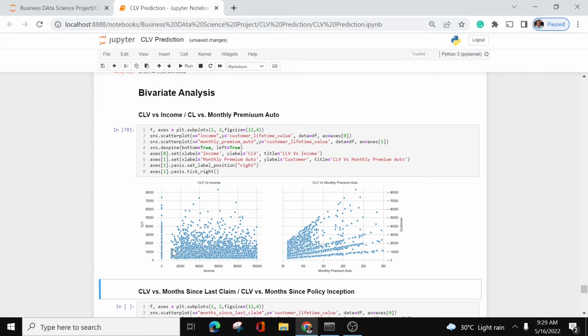For CLV versus income, the relationship is not that pronounced. It's not really positive or negative, it's just somewhere in between. For the monthly premium auto, we could see that it's actually a positive linear relationship. So it's good.